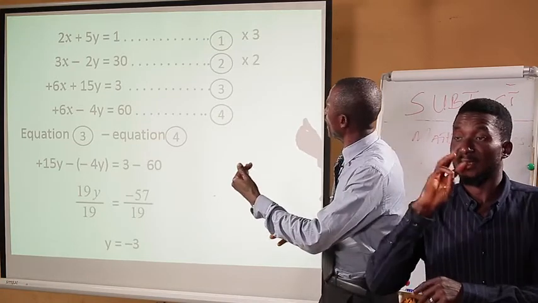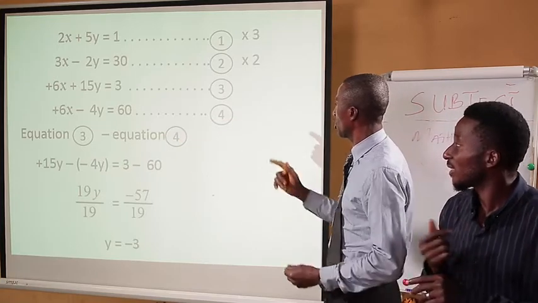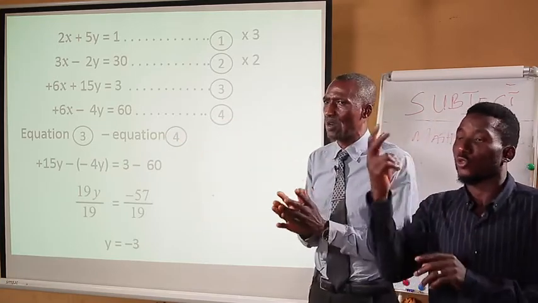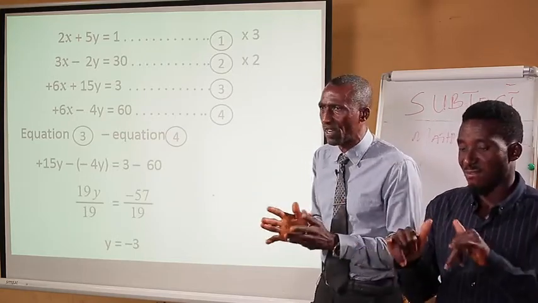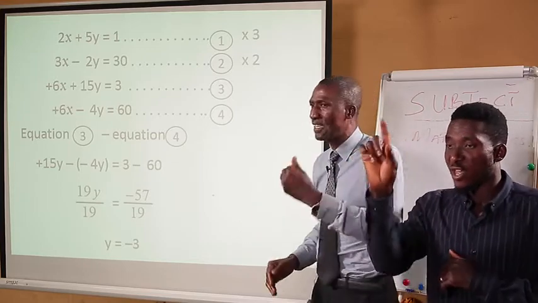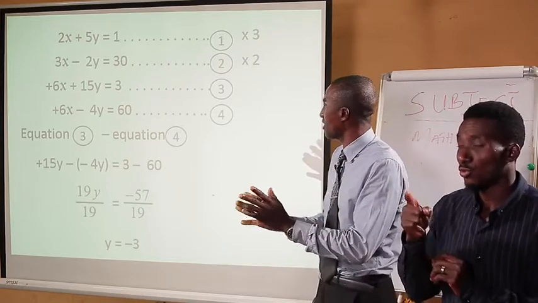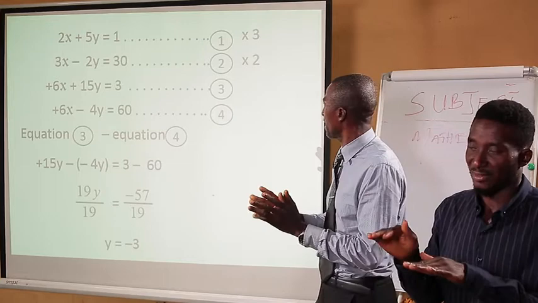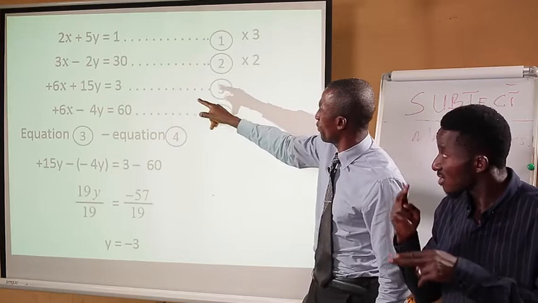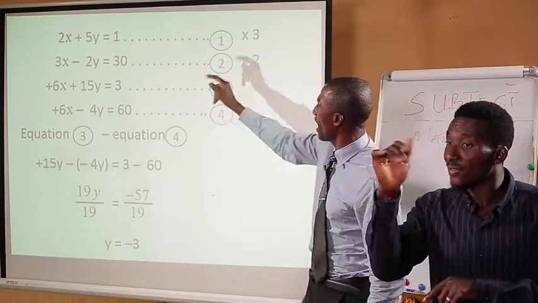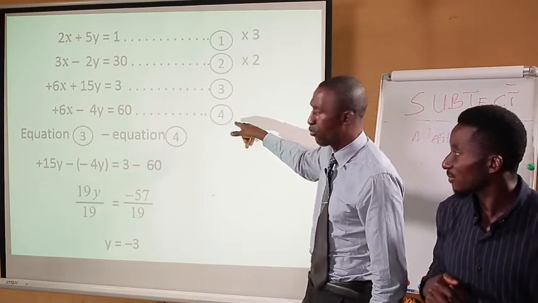Now, the coefficient of x in equation 1 is 6, and the coefficient of x in equation 2 is also 6. You can now see that your x is balanced because it has the same coefficient. Then we apply rule number 2. You consider the signs of the balancing terms. But before then, you can name 6x plus 15y equals 3 equation 3, and also name 6x minus 4y equals 60 as equation 4.